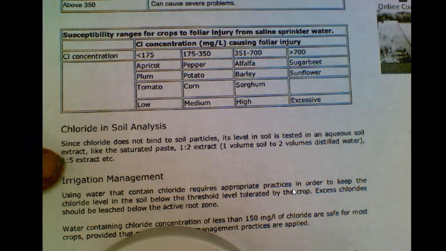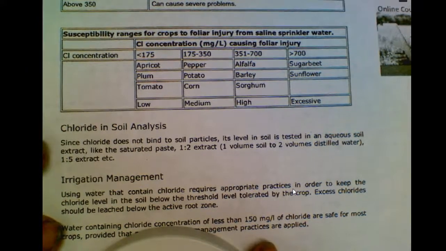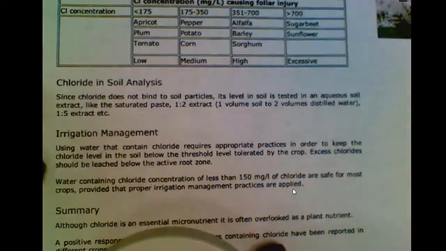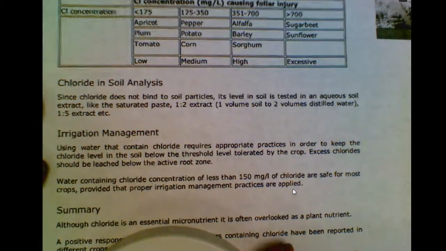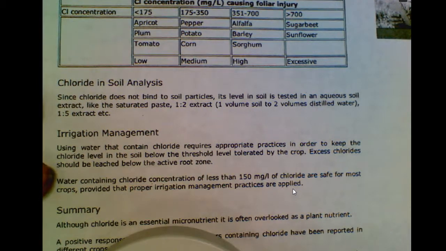Again, chloride doesn't bind to the soil particles. It can be tested in your aqueous extract, like a saturated paste, a 1 to 2 extract, or 1 to 5 extract to determine your chloride content. So you need to have your water tested and see what the level is. Excess chlorides need to be leached below the active root zone, just like what we talked about with boron and sodium.